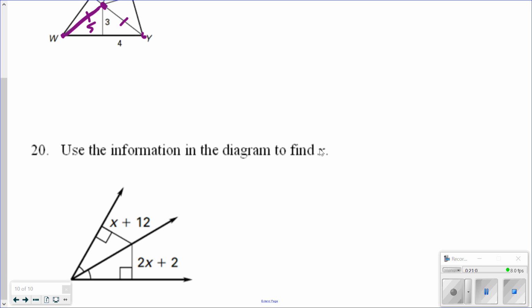And our last problem for this study guide, in the diagram, the perpendicular bisector, oh, I'm sorry, I read the wrong question. Use the information in the diagram to find x. So once again, we have an angle bisector here, and I see that because of these markings, those angle measures are the same, meaning these sides are the same. So 2x plus 2 is equal to x plus 12.